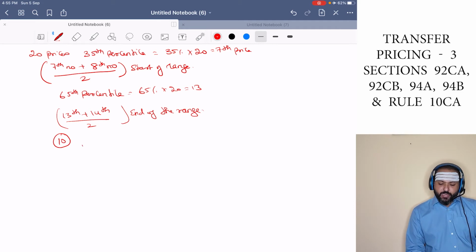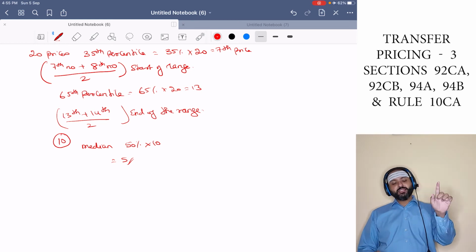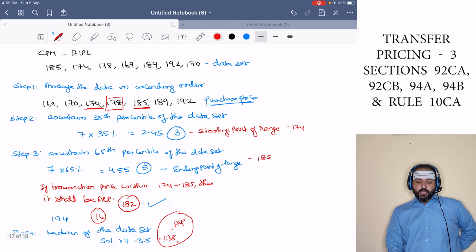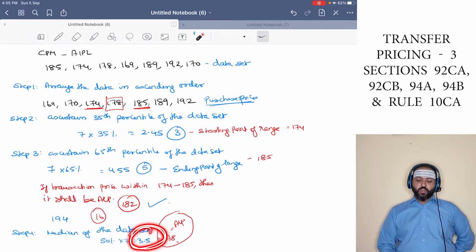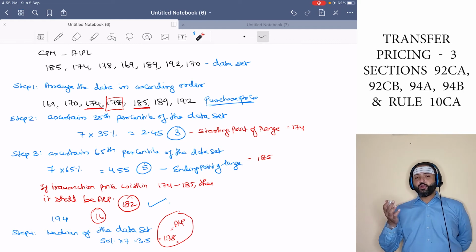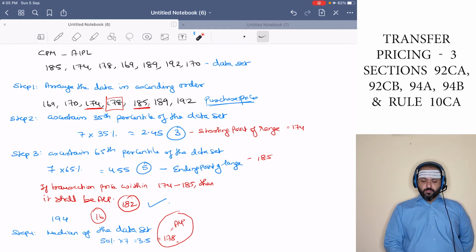I will go to the median concept. What is the median concept? 50% or 50th percentile of the data set. So 50 into 10 is 5. Whether 5 is a whole number? Yes. See, in the previous example, when we did the median, we did not get a whole number. We got a decimal. So what did we do? We took the next number, the fourth price, as the base.